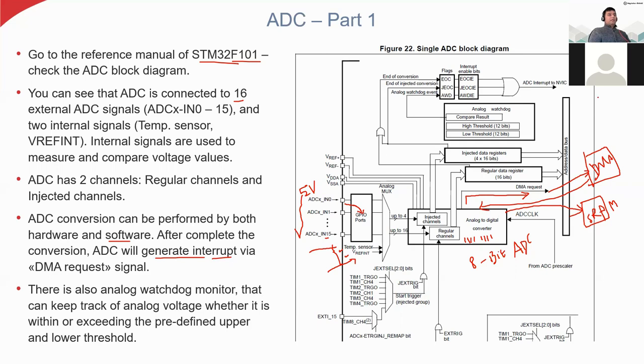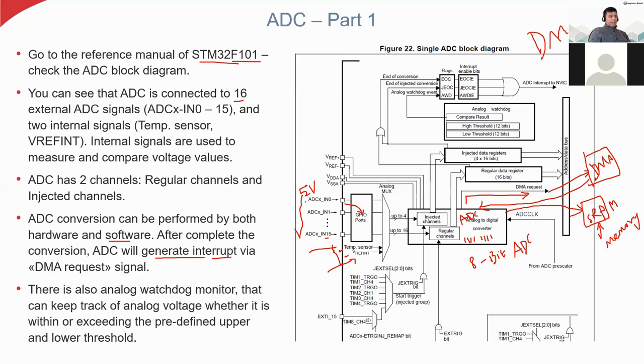As I mentioned, last time we saw about the DMA. DMA helps to transfer the data between memory and memory, or between memory and peripherals. So this ADC is a peripheral, and this is a memory. So in this example, this DMA is helping to transfer the data between the peripheral and memory. That is why this is the operation here.